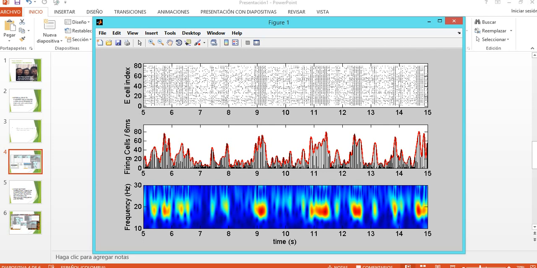Then, to analyze the time-frequency domain of the network activity in the model, a wavelet analysis using the Torrence algorithm was made also in MATLAB, taking the 6 millisecond firing rate histograms as input. And in this panel, we can see how the amplitude of oscillation is changing over time. The color codes show that there are episodes of high amplitude and episodes of low amplitude.